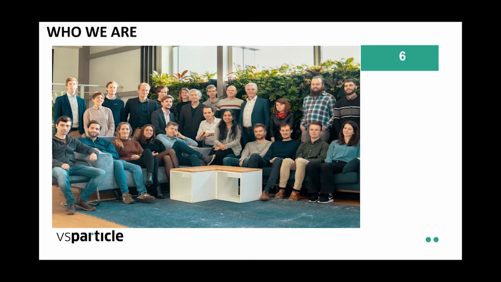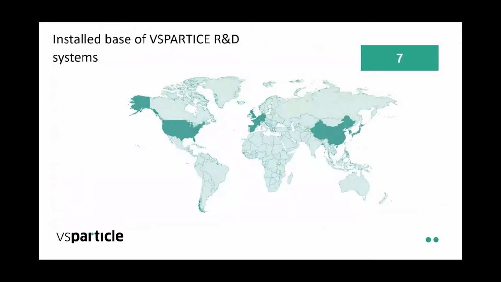Empowering researchers in fields such as catalysis, healthcare, and semiconductors is essential if we are to solve some of these challenges. The company currently employs over 20 passionate young people, and it's headquartered in Delft. It has an international distribution network in the USA, Europe, and Asia. And here you have a map with the installed base of VSParticle R&D systems. Unlocking the full potential of new materials and empowering material pioneers is at the core of VSParticle.